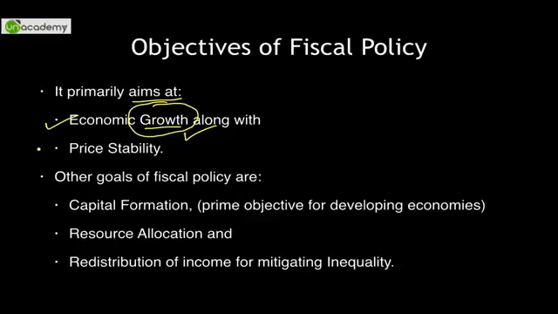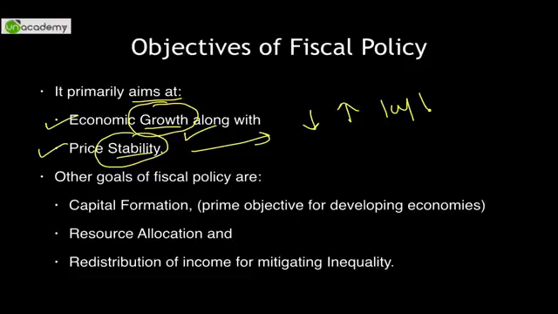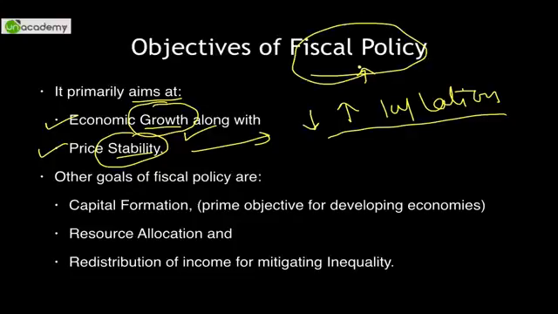Second is stability of price. How does the government maintain price? Through increasing or decreasing inflation. Please remember this: to modulate inflation, even the Government of India has a tool in its hands by the name of fiscal policy. So it's not just monetary policy that is taking care of inflation, it's also fiscal policy that looks after the inflationary aspect.